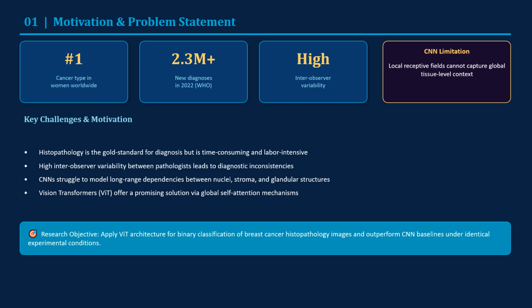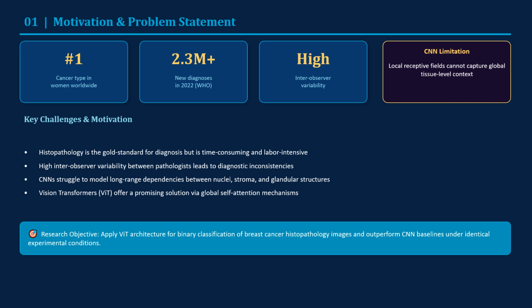Because of these challenges, researchers have been using artificial intelligence to support the diagnosis process. Among these different AI models, CNNs have achieved very good results over the last few years. However, CNNs mainly analyze small parts of an image. They do not always capture the relationship between different tissue regions, and this information can be important when making a diagnosis. This is where vision transformers become interesting.